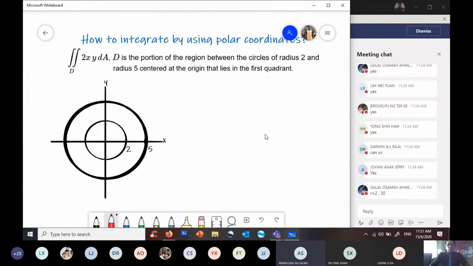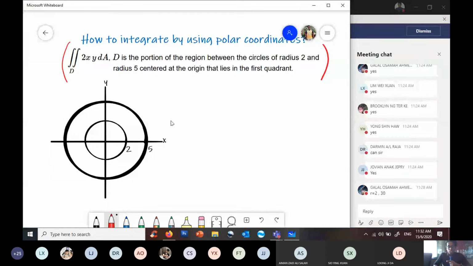Okay, so now, this is the question. I just took it online because I feel it makes a good example. The integral itself is not tough, 2xy, a very simple expression. However, the region D down here, they did not nicely tell you x is from what to what, y is from what to what. Instead, they say that D is the portion of the region between two circles.